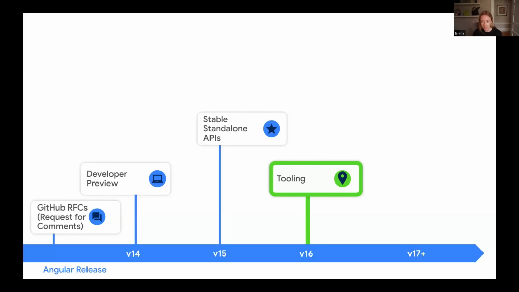And in the past year, we've stabilized standalones. So we released them through an RFC and developer preview process. We moved to standalone APIs as a stable ecosystem that you could develop in prod with. And in version 16, which will launch in just about a month and a half, we're also adding tooling. So if you look at version 16, the RCs are out there already on NPM. You'll see that there's standalone migration tooling.